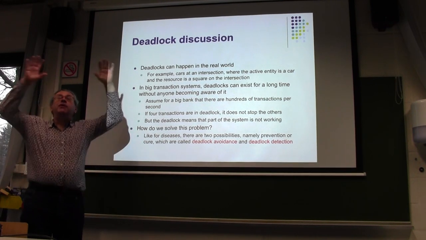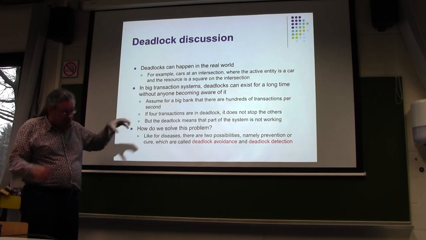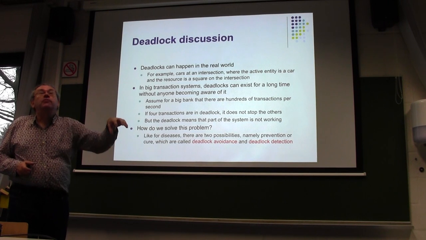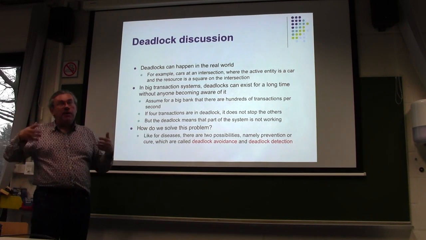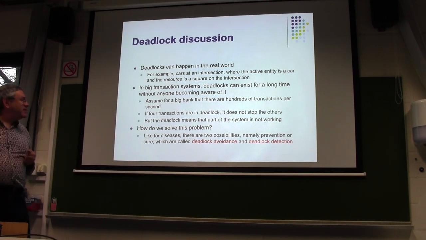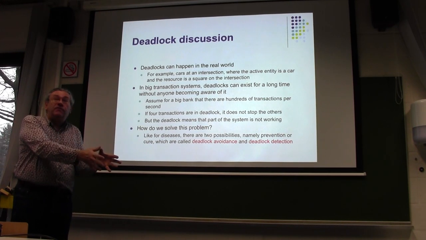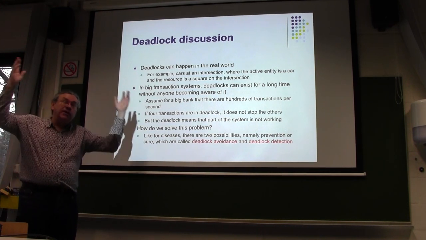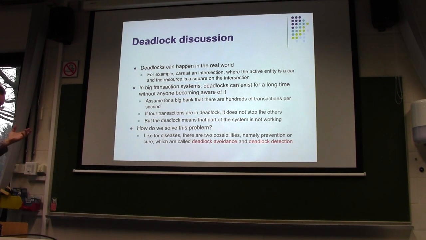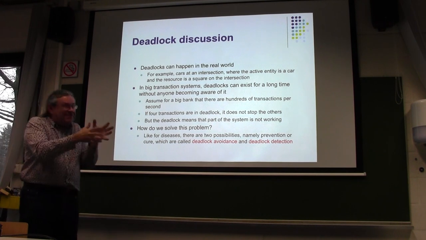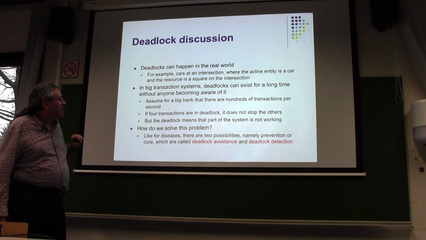So this system seems very busy, lots of stuff going on. Let's say we have four transactions in a deadlock. These four have stopped. They're just sitting there, doing nothing. But all the others are still running, so it's not easy to tell. You have this big system, and part of the system is dead, okay? But the rest is running, so the activity of the system still seems very high. So how do you detect, how do you manage this thing? Part of the system is not working, okay?